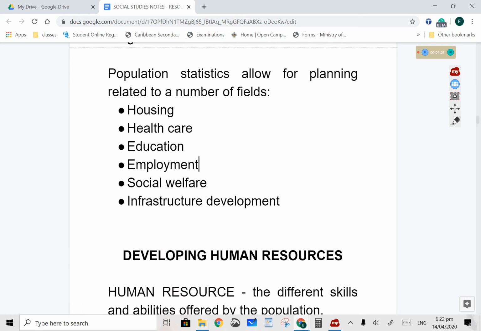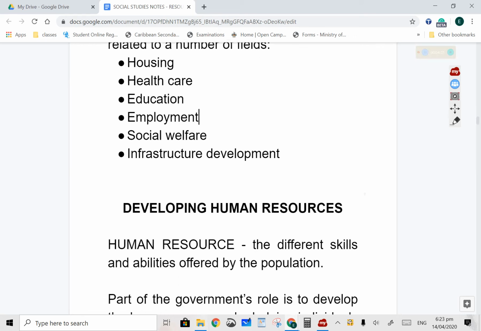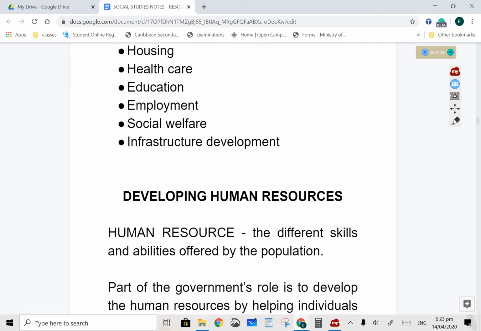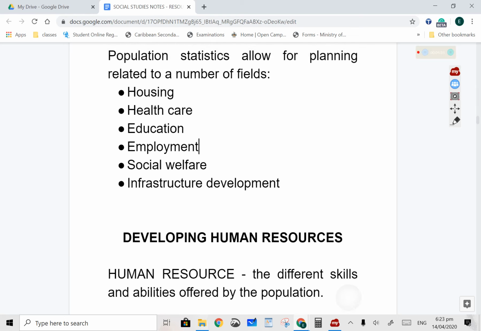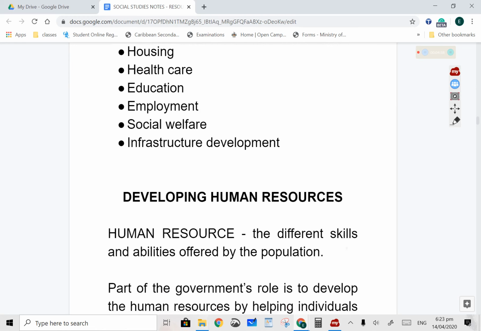Population statistics allows for planning related to a number of fields. Sometimes through population statistics, the government can know if they need to provide more housing, healthcare, as we mentioned before, education, like build more schools, employment, social welfare, and infrastructure development. Infrastructure development would be like roads, drainage, etc. Okay, and light, water, etc. Right, so the government will be able to know these things through statistics.